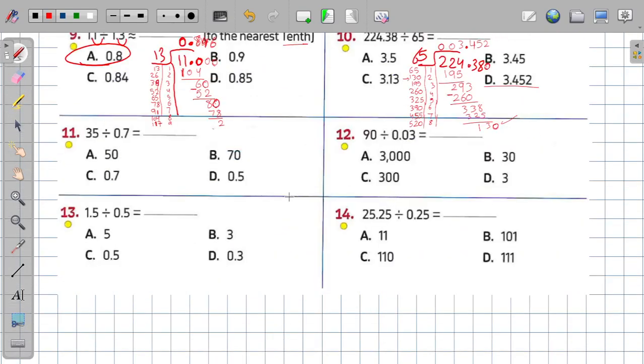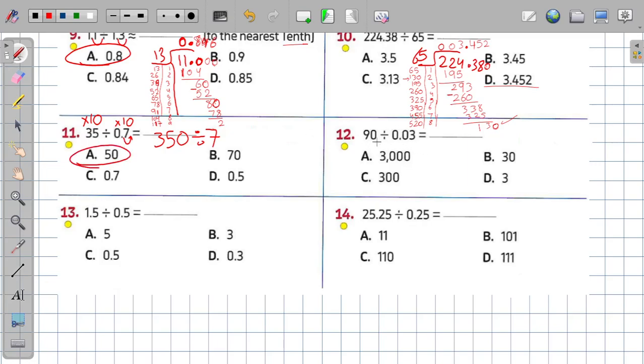Next, number 11, I have 35 divided by 0.7. So I will move the decimal point one place to the right, or maybe I can say I will multiply by 10. So I will multiply 35 by 10. So it will be 350 divided by 7. So the result will be 50.